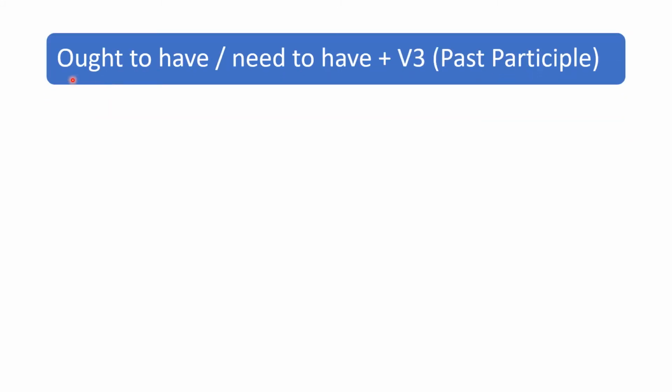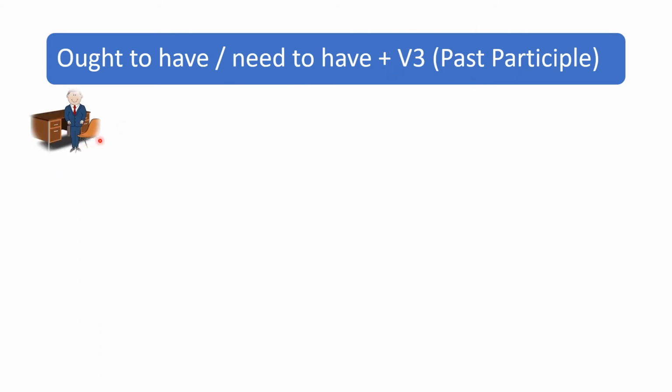We just finished should have with past participle or verb 3, which we use for something necessary in the past, but you didn't do it. Now we are going to look at ought to have and need to have, which also talk about a similar meaning. Ought to have, need to have with verb 3 or past participle.